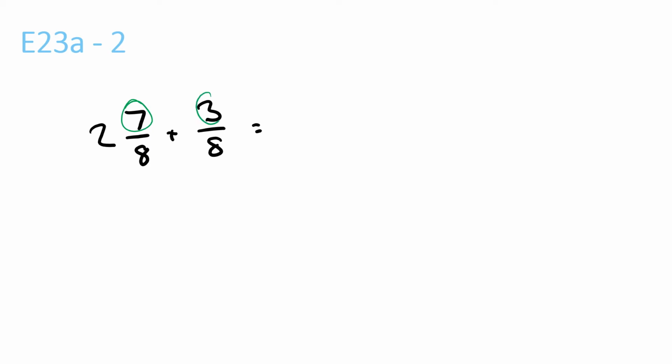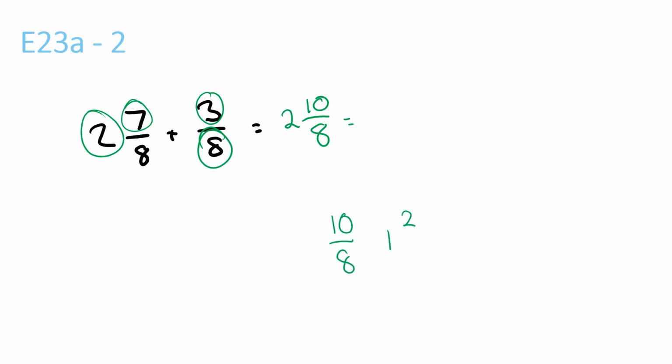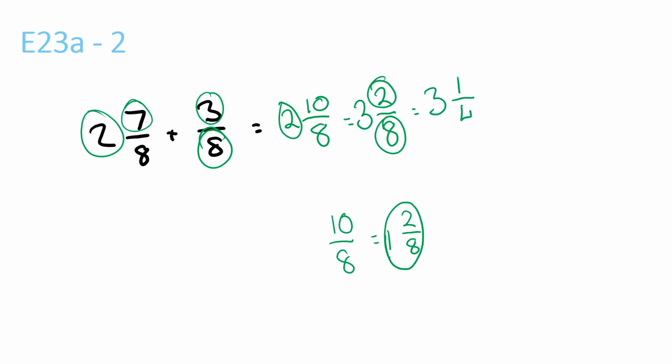So 7 plus 3 is 10. Bring the 2 over, bottom one stays the same. 2 and 10 over 8. 8 goes into 10 once, with a remainder of 2 over 8. Get the 1 and 2 over 8, plus it with the 2, 3 and 2 over 8. 2 goes into both 2 and 8, and it's the highest number that goes into them, whole number. So it would be 3 and 1/4.